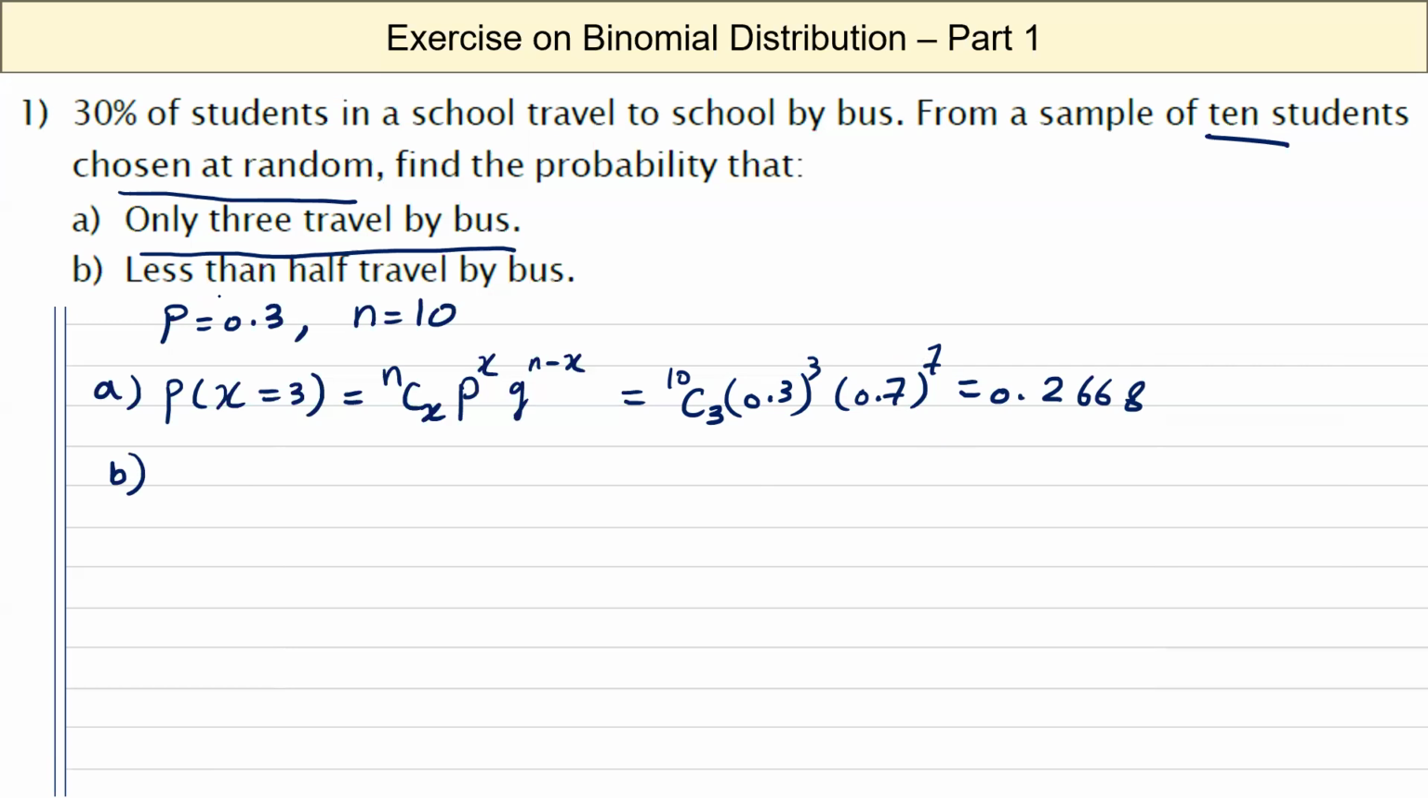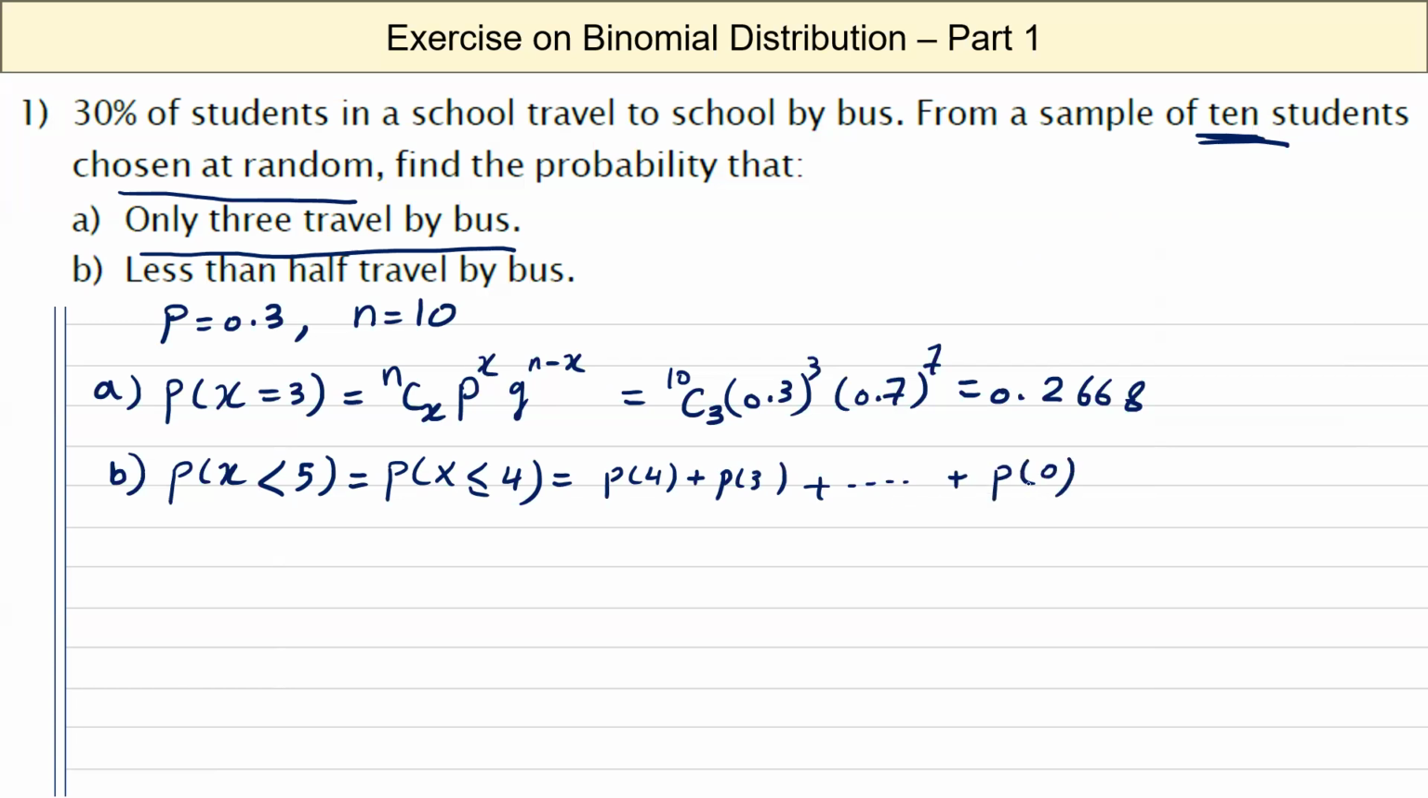less than half travel by bus. Probability of X less than half the number of students. Half of 10 is 10 over 2, which is 5. So the probability of X less than 5 means the probability of X less than or equal to 4, starting from 4. This means the probability of 4 plus the probability of 3, and so on, until the probability of 0. 0 means no students going to school by bus. So you just calculate each single probability and then add, okay?